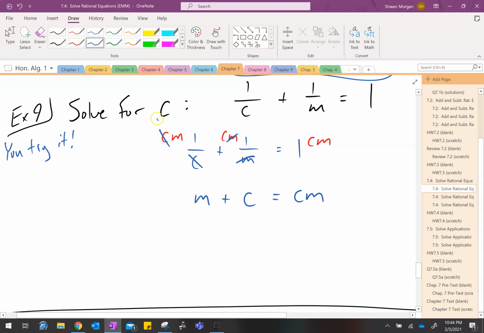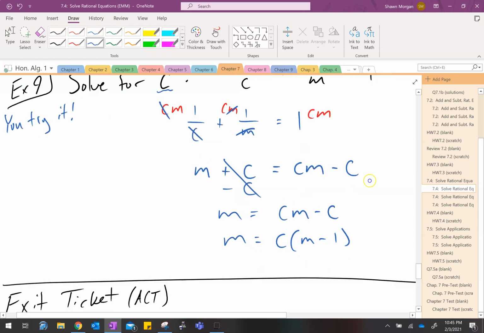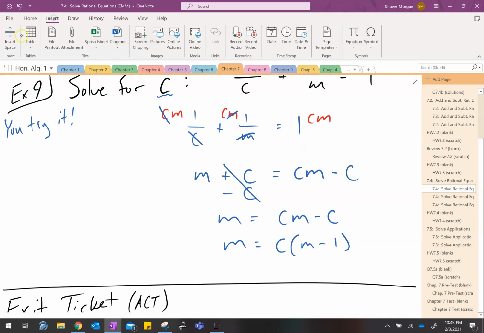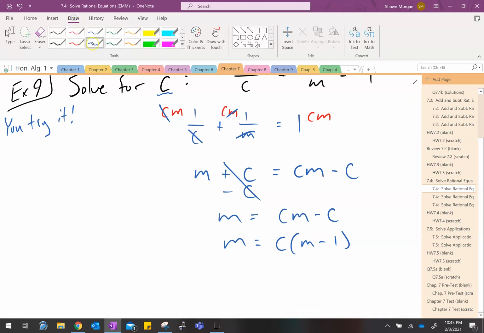We're solving for c, and there's a couple of c terms. So we want to get those two terms on the same side. So we got m equals cm minus c. And then here's the trick. We're going to factor that out and be left with now one c term, whereas beforehand we had a couple of c terms. Now we factored it out. So we're going to divide both sides by m minus 1. This is not an easy problem. So we wind up with c equals m over m minus 1.